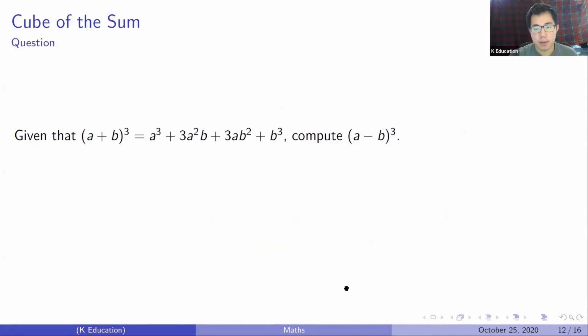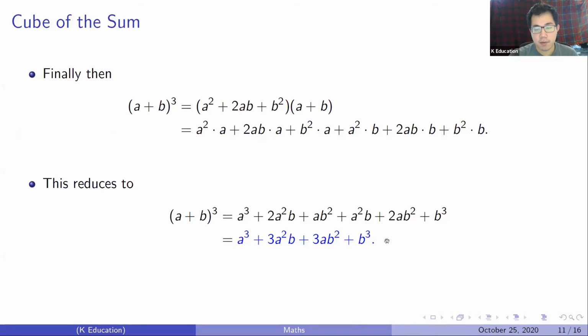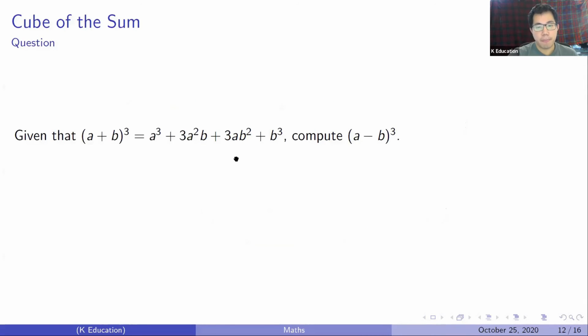I want you to try and find some patterns here, see if you can see them. a cubed, a squared b, a b squared, b cubed. So quick question. Given that (a plus b) cubed is that, how would you work out (a minus b) cubed? Bebe, do you have any thoughts? Can you see a quick way to do it rather than expanding everything out again?